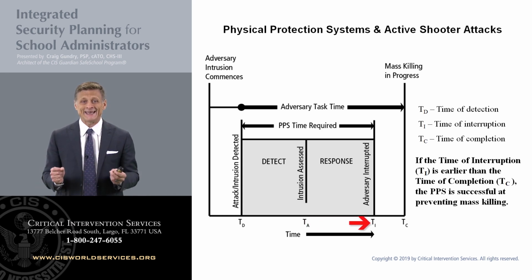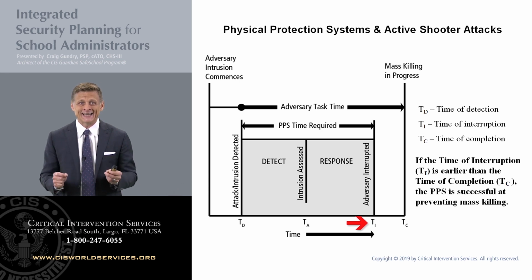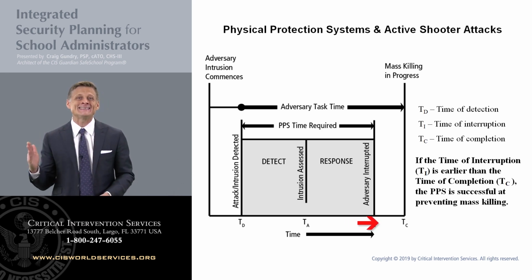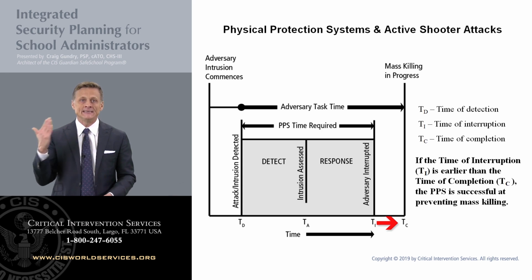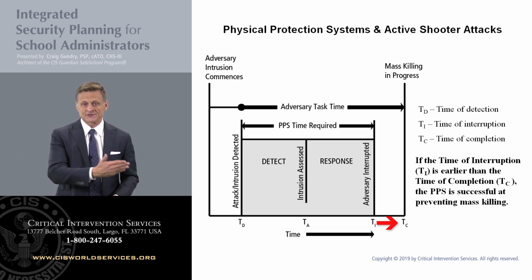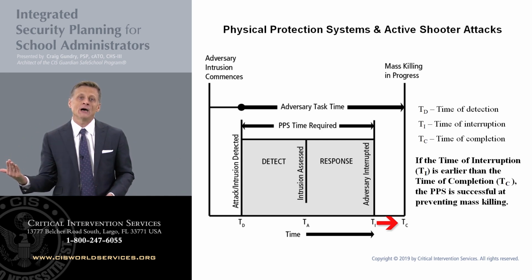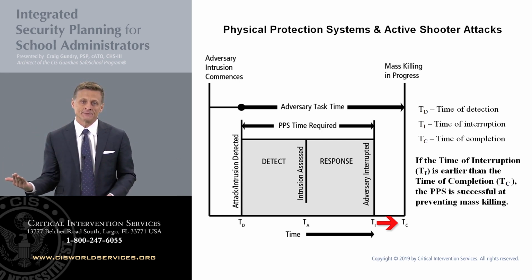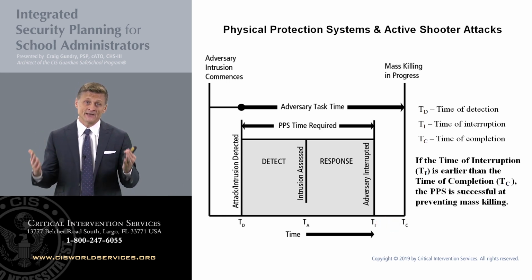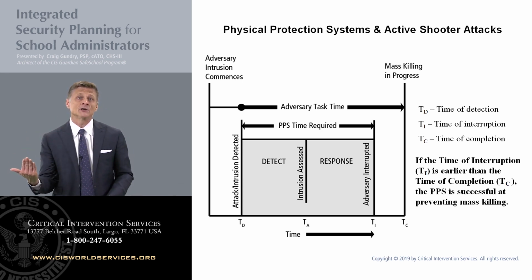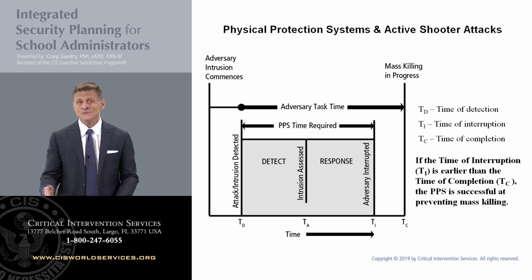Now, our ultimate aim is to have a TI less than TC, which would be, in this example, the time that our adversary, from having intruded into the facility, accesses the student population and commences mass killing. So what you see represented in the diagram right now is an effective system. TI, time of interruption, occurred before time of completion, when the adversary initiated mass homicide.